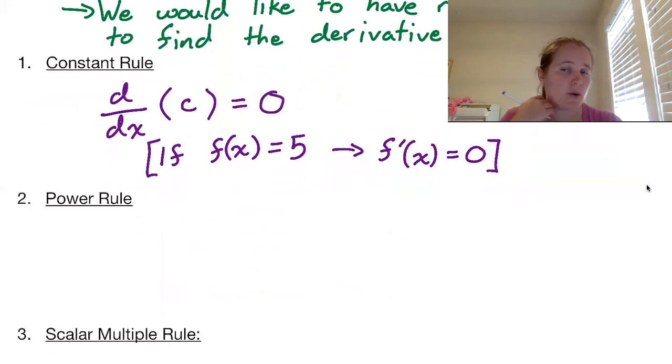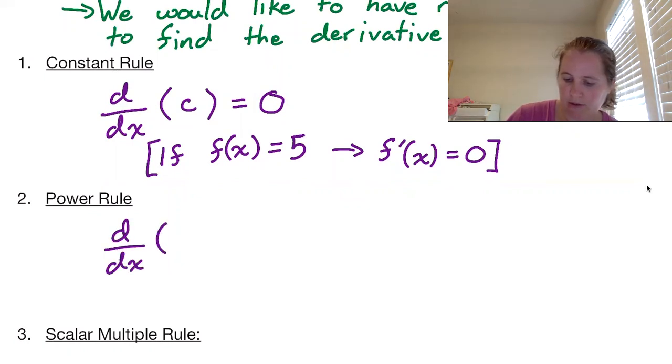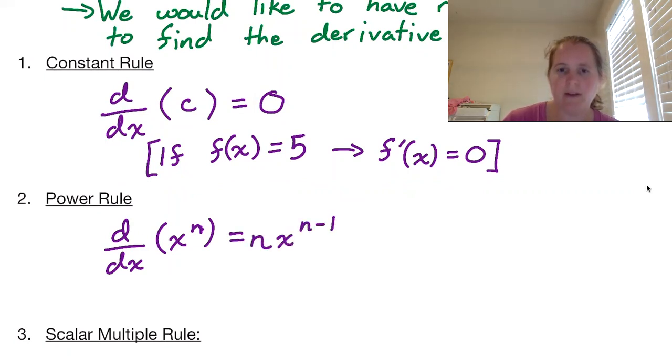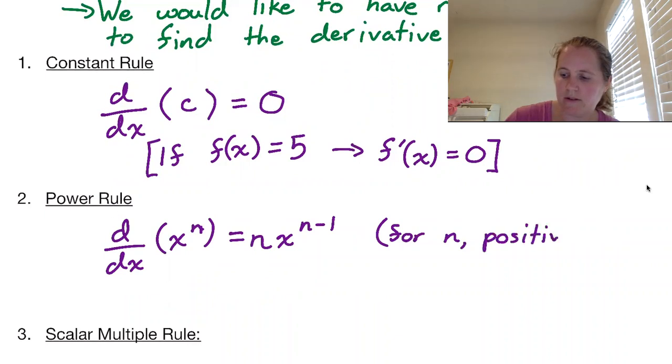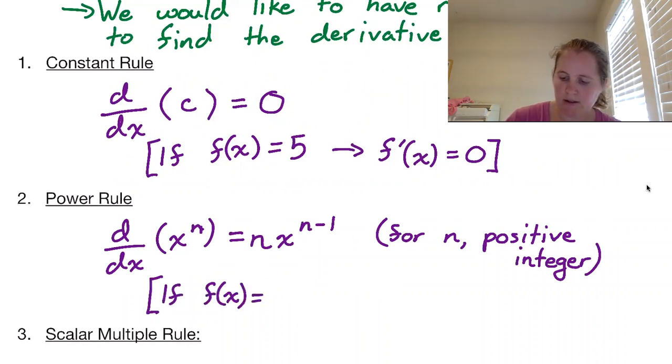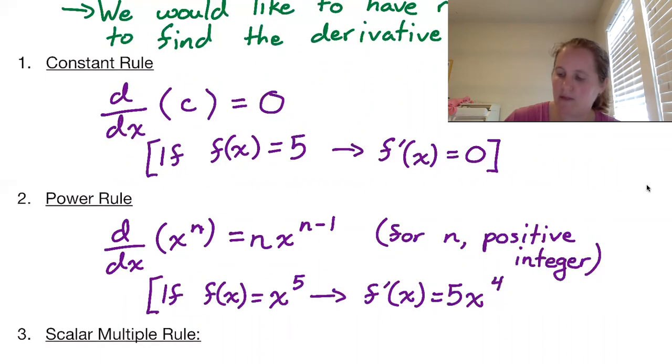Next rule is what is called the power rule. The power rule gives us a quick way to find the derivative if we have x raised to some power. So the derivative of x to the n winds up just being n times x to the n minus 1. This is, for now, for n a positive integer. So for example, if f of x is equal to x to the 5th, then f prime of x is equal to 5x to the 4th. So the exponent comes out front and then we drop the power by 1.